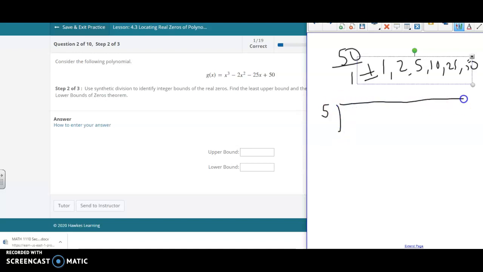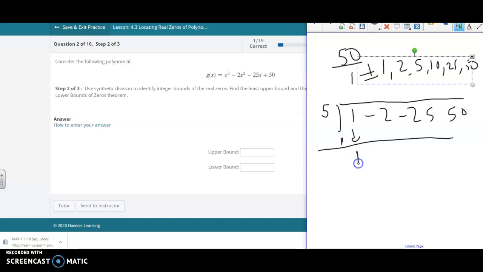Now, what are we looking for? We're looking for all non-negative numbers at the bottom in synthetic division. The moment we get a pattern that ruins that, we can stop right there and go to our next candidate. So we have 5, 1, negative 2, negative 25, and 50. We'll keep going, and we're looking for all positive or 0, so nothing with a negative number. The first negative number we get, we can stop and go to a higher number.